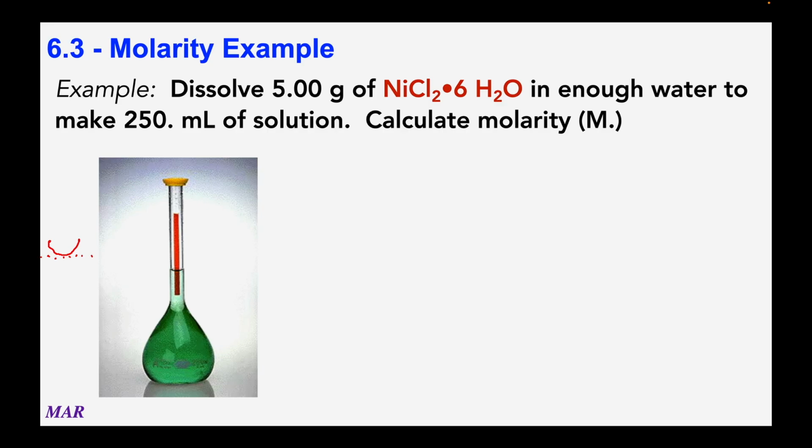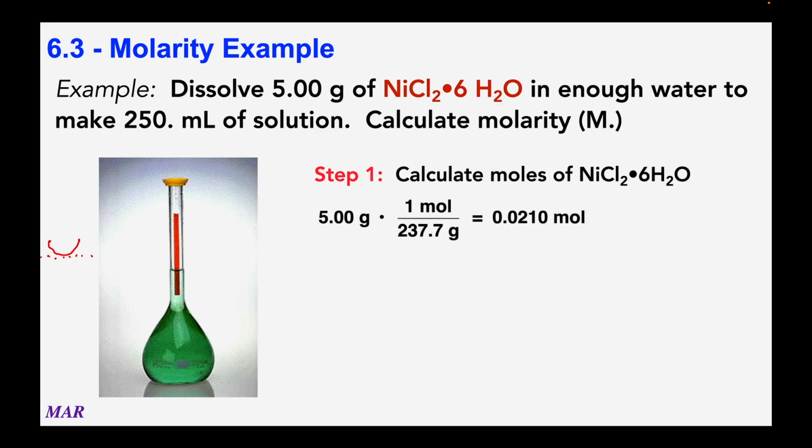Anyway, let's say we make the solution perfectly. We can use this information to calculate molarity. So that big M is always moles of solute over liters of solution. So in this problem, to calculate molarity, we need to turn grams of the NiCl2·6H2O into moles. We also need to turn milliliters into liters. And by the way, 1,000 milliliters per liter will be a really helpful conversion for you on this, so make sure that you know it.